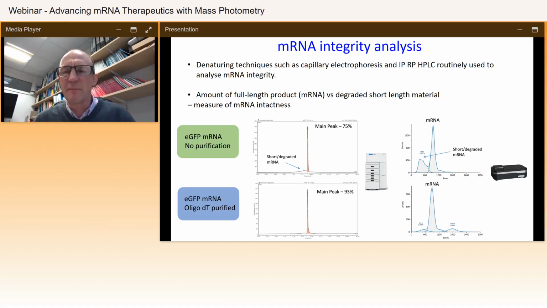So here we've nicely shown that mass photometry is a very sensitive technique to detect these short degraded material, to be able to measure the intactness or the integrity of the mRNA molecule.